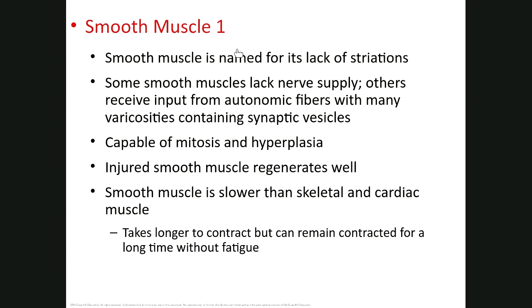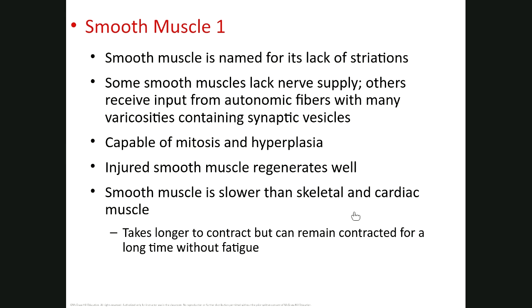The smooth muscle is the next and last type of muscle. It has no striations. That's why it looks smooth. Smooth muscle lacks nerve supply other than the autonomic nerve fibers that stimulate them. They are capable of producing new smooth muscle through mitosis and increasing the number, right? Hyperplasia. Injured smooth muscle regenerates well.